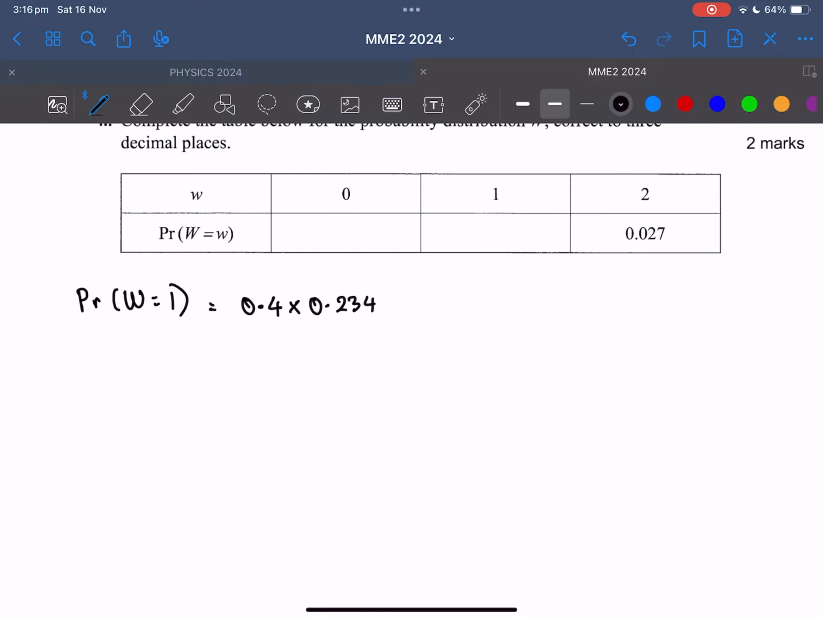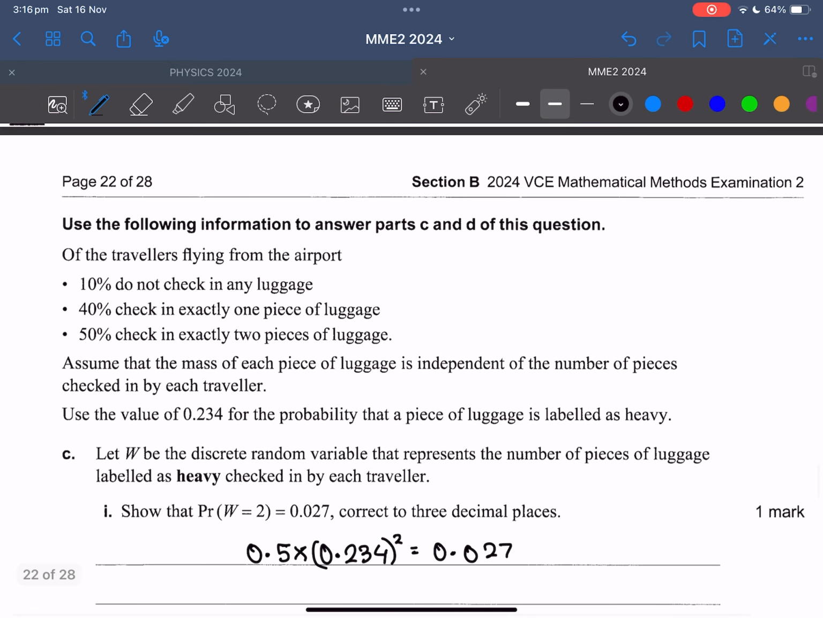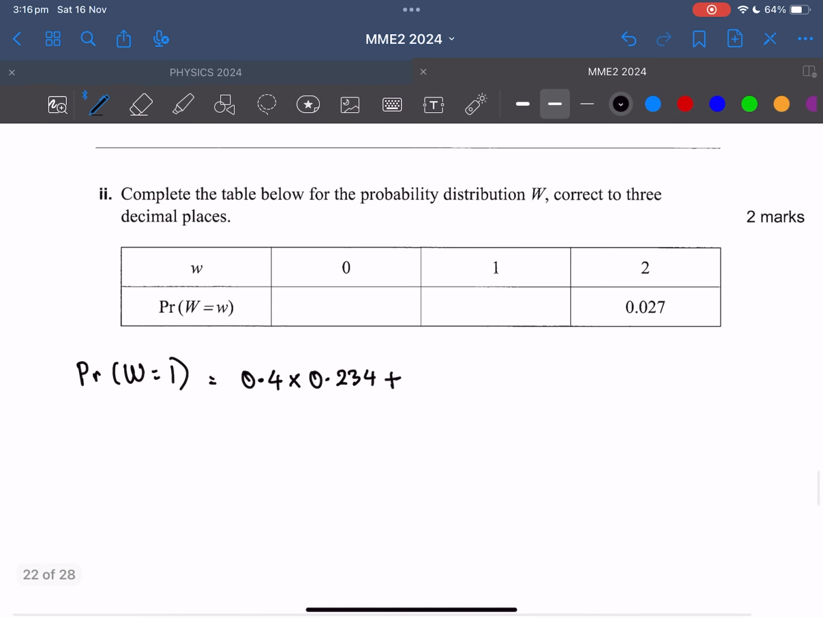0.234 plus, now let's say I'm carrying 2 luggage and I want one to be heavy, so it could be the first one that's heavy or the second one that's heavy. So what we'll do, we have to do 2 times 0.5 times, I want one to be heavy and one to be not heavy. So for one to be heavy, I times it by 0.234, sorry. And then I times it by one to be not heavy, which is 1 minus 0.234. Okay? That's the basic gist.